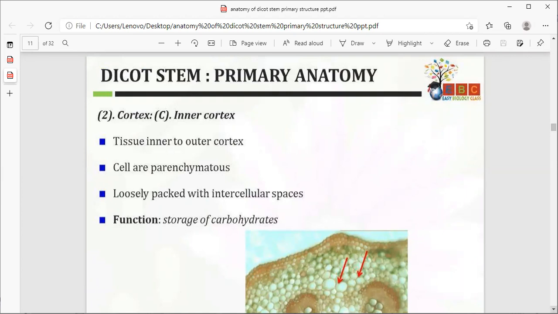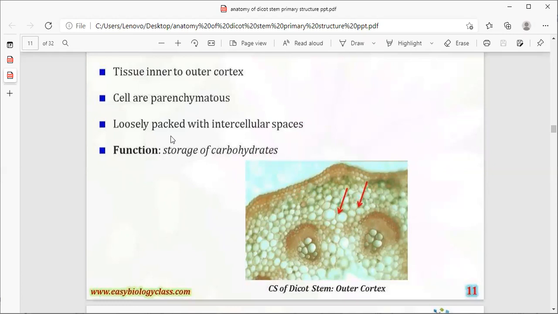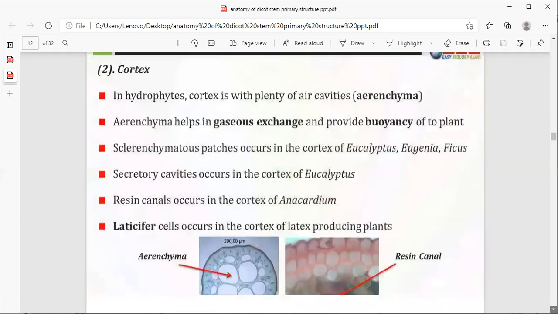These cells are made up of parenchymatous, loosely packed cells. You can see the loosely packed cells here. Because they are irregular, intercellular spaces are created. And what is the function? The function is storage of food material, that is, carbohydrate. So we can find this in the inner cortex.